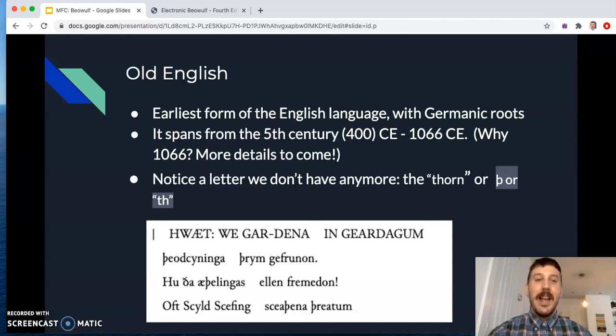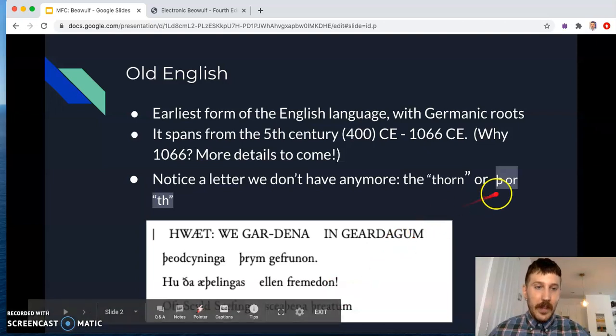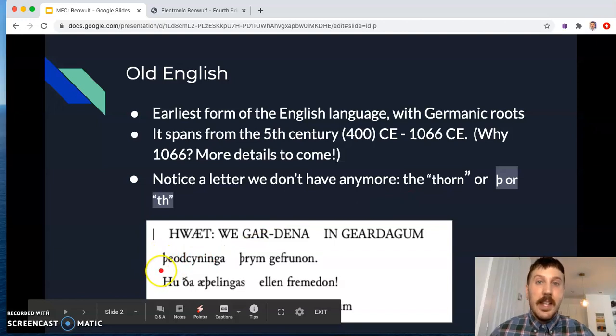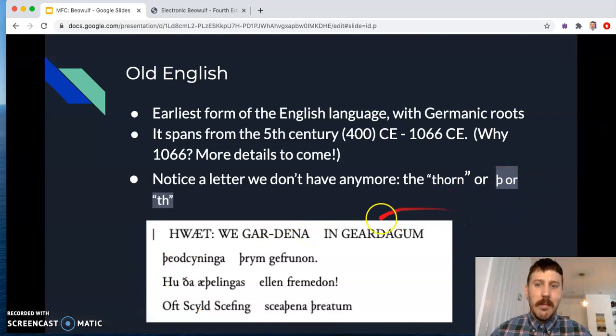So we'll get there. You'll also notice, if you're looking at these opening lines of Beowulf, that Old English uses a letter that has kind of fallen out of use. It's not part of the language anymore. It's called the thorn. It looks like this or this if we're looking at these opening lines, and it's simply the TH sound, th. So rather than writing TH, it uses this symbol instead.